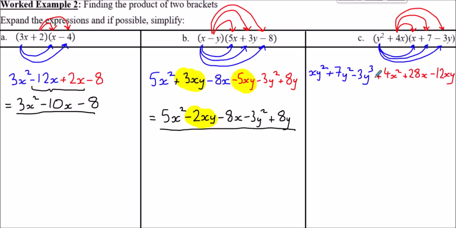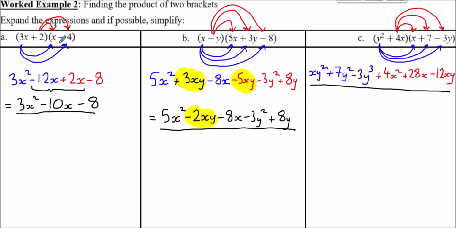If you're wondering, he's colour coding all of this stuff, do I need to? The quick answer is no, you don't. I'm just colour coding it here, so hopefully it'll help you to see where these terms are coming from after I've expanded them. Okay, so that's by doing it without using a picture or a diagram or a box method.